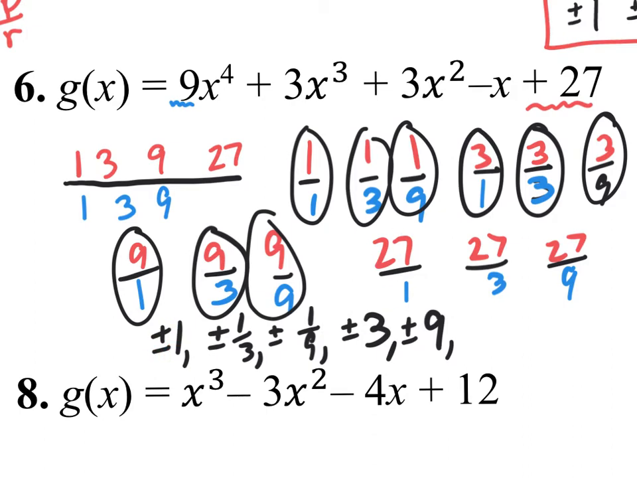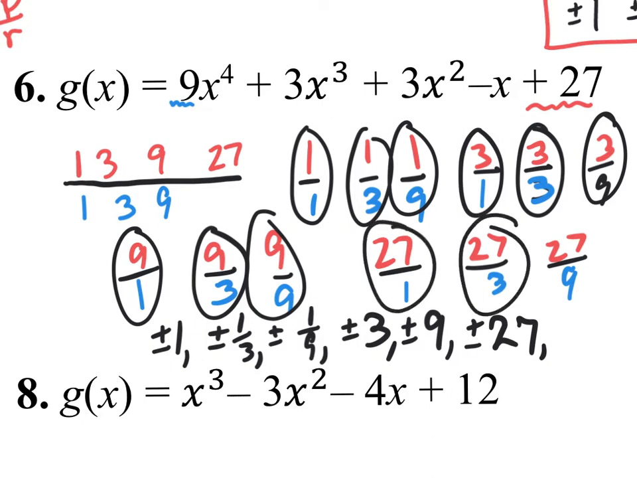27 over 1. We don't have plus or minus 27. Let's write that down. And we don't have 27 over 3, so plus or minus 27. Oh, wait, yeah, we do. 27 divided by 3 is 9. So this one we already have because that's really a plus or minus 9. And then 27 divided by 9, that's 3, and we already have the plus or minus 3. So ladies and gentlemen, this is our long list of possible rational answers.